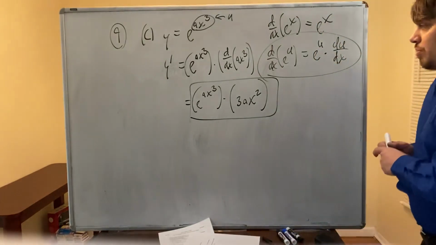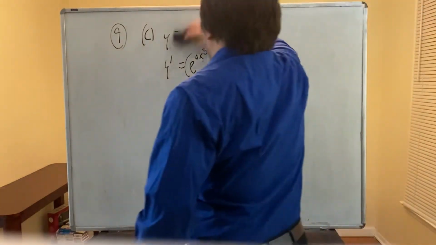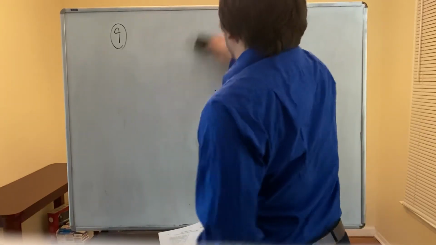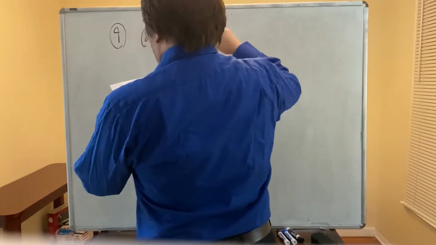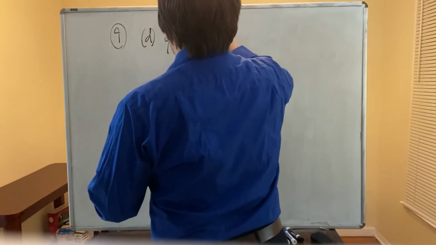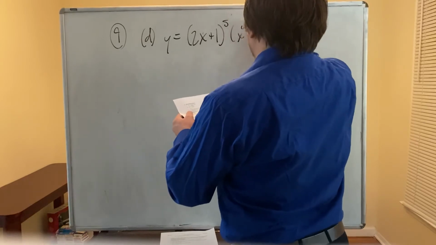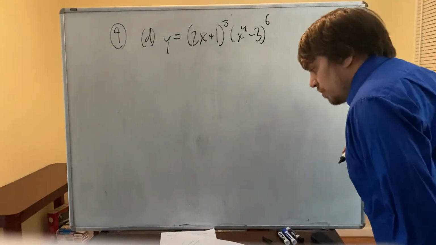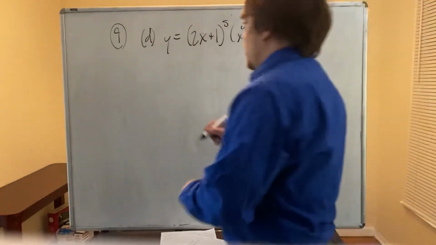Wait, 9d might use some space, so I'm going to have to erase this for 9d. Okay, so 9d, y is equal to 2x plus 1 to the 5th times x to the 4th minus 3 to the 6th. Okay, so we're going to use logarithmic differentiation. Take ln on both sides.